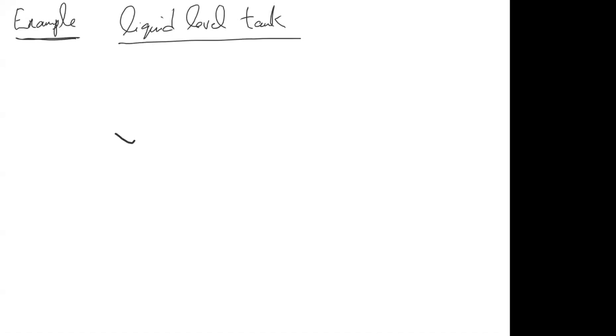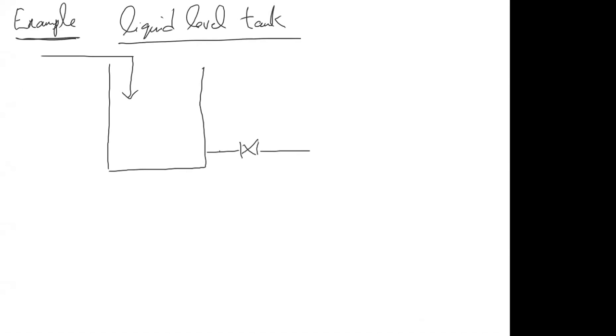How to study the dynamics? One example: let's take a liquid level tank. Suppose I'm talking about a simple tank. This is my inlet flow rate. At the outlet you have a control valve, and the outlet flow rate is Q. The inlet flow rate is Q naught. The height of the liquid level in the tank is H.